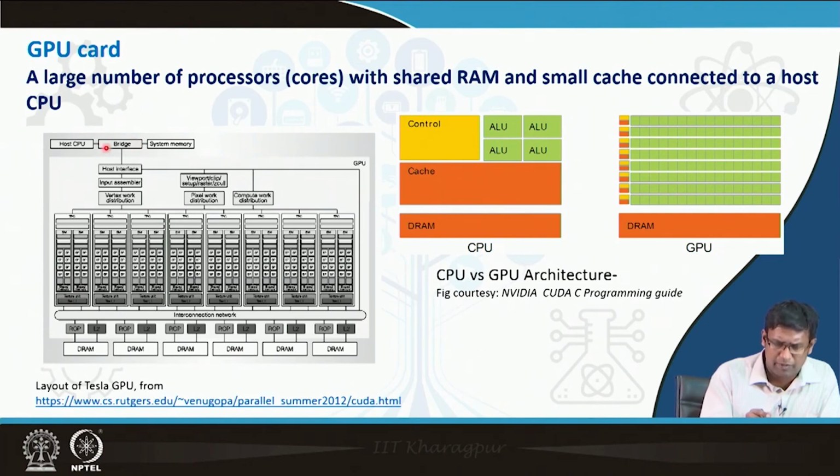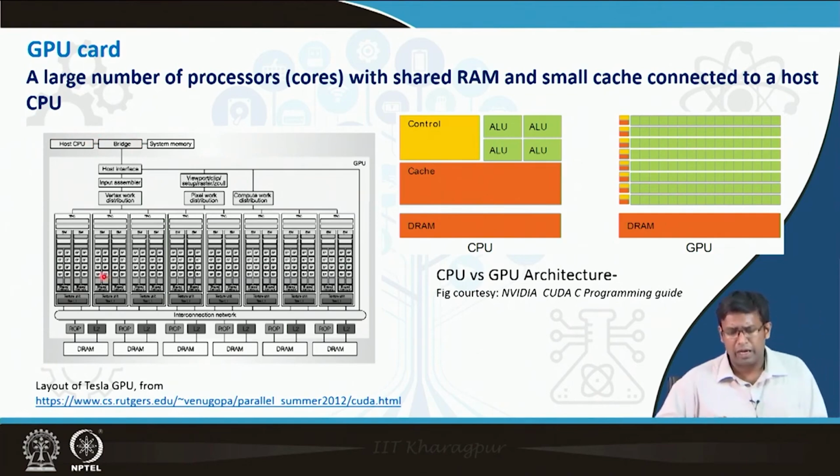It has to be connected via a bridge to a host CPU, and if we can use GPUs efficiently, we can get performance much superior to a CPU. We can get even 100 times better performance than a very high-end CPU using a GPU, because many computing cores are provided here. The disadvantage is that as the cache and the control unit are small, we have to be very careful about writing the program and looking into the memory access during execution of any instruction in the GPU.